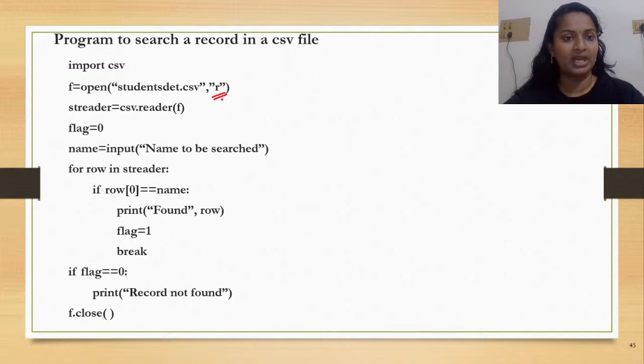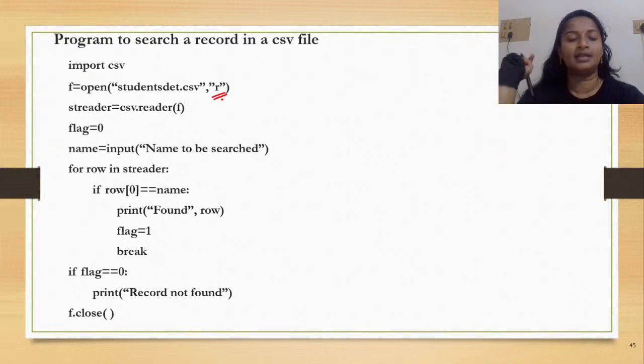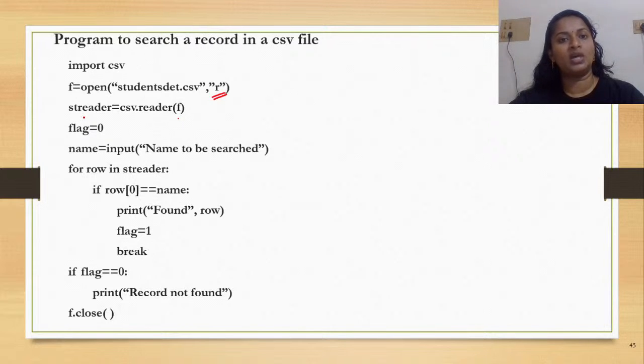Read mode. Okay. So the first thing, you need to import the CSV module followed by opening the file in read mode. Okay. Then you would invoke the reader function by passing the file object f, and see, this is the reader object, okay, st reader. And now I would read the name. I would prompt the name from the user and save it in the variable name.